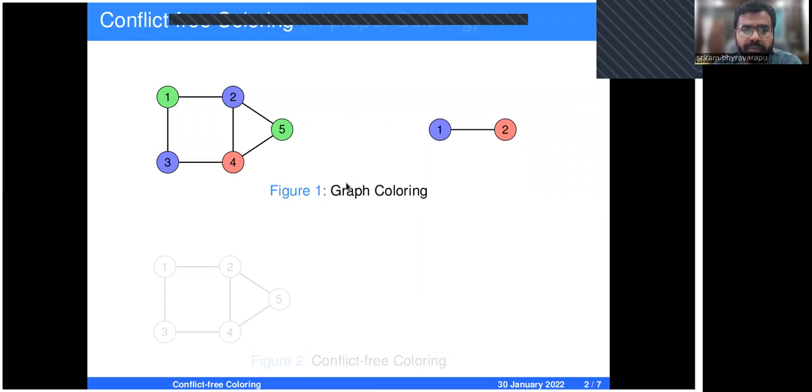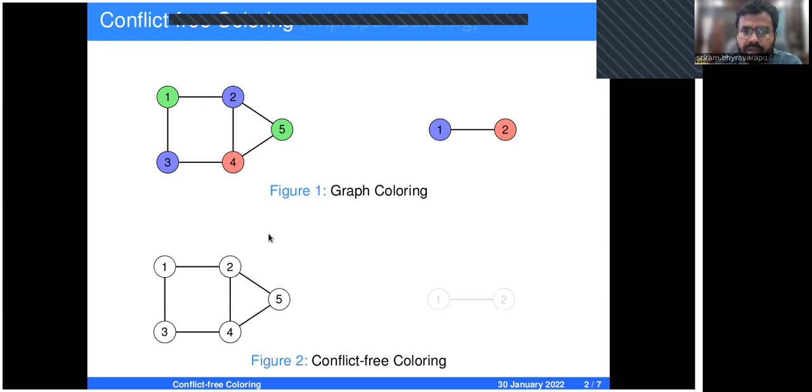Let's get started. As the title suggests, it's a coloring problem. Graph coloring is an assignment of colors to the vertices of the graph such that adjacent vertices do not receive the same color. Conflict-free coloring is also an assignment of colors to a subset of vertices of the graph such that for every vertex there is a uniquely colored neighbor or distinctly colored neighbor.